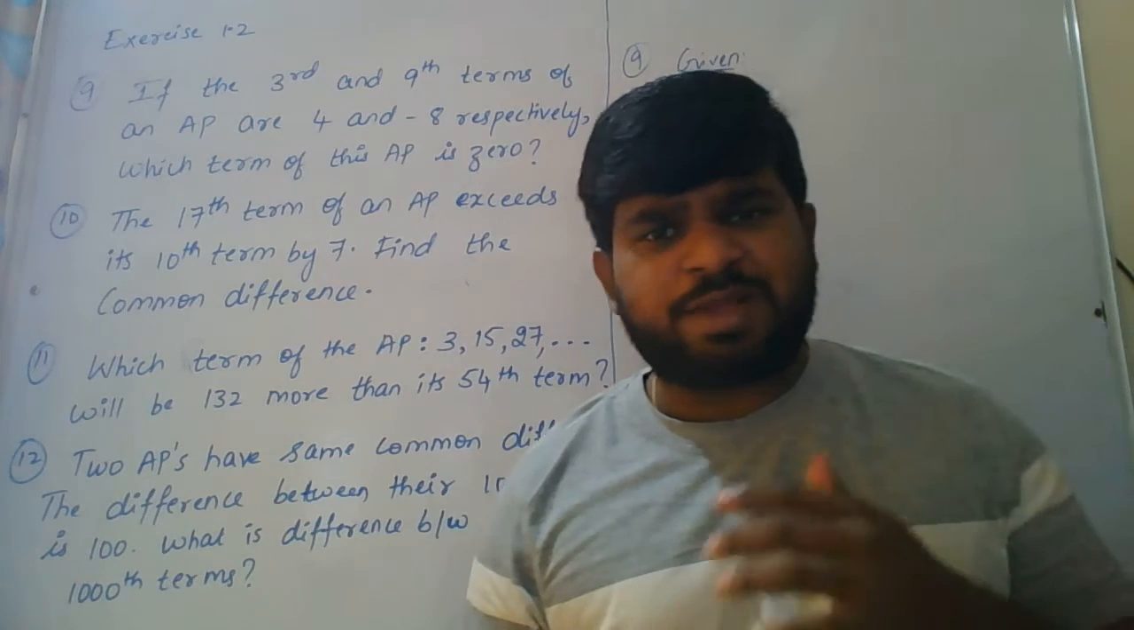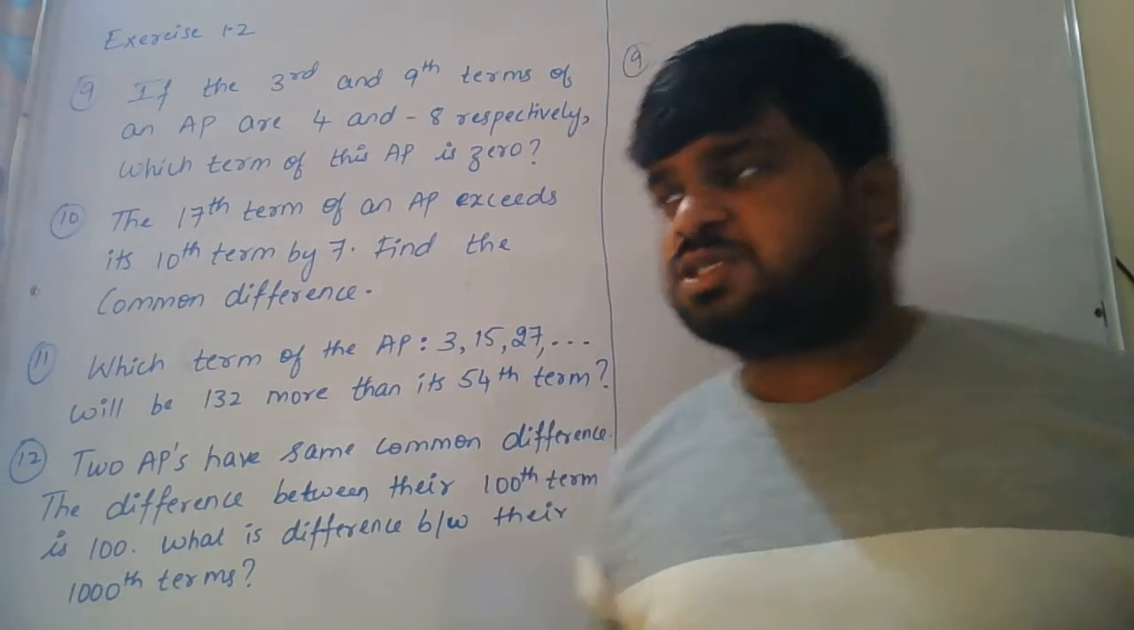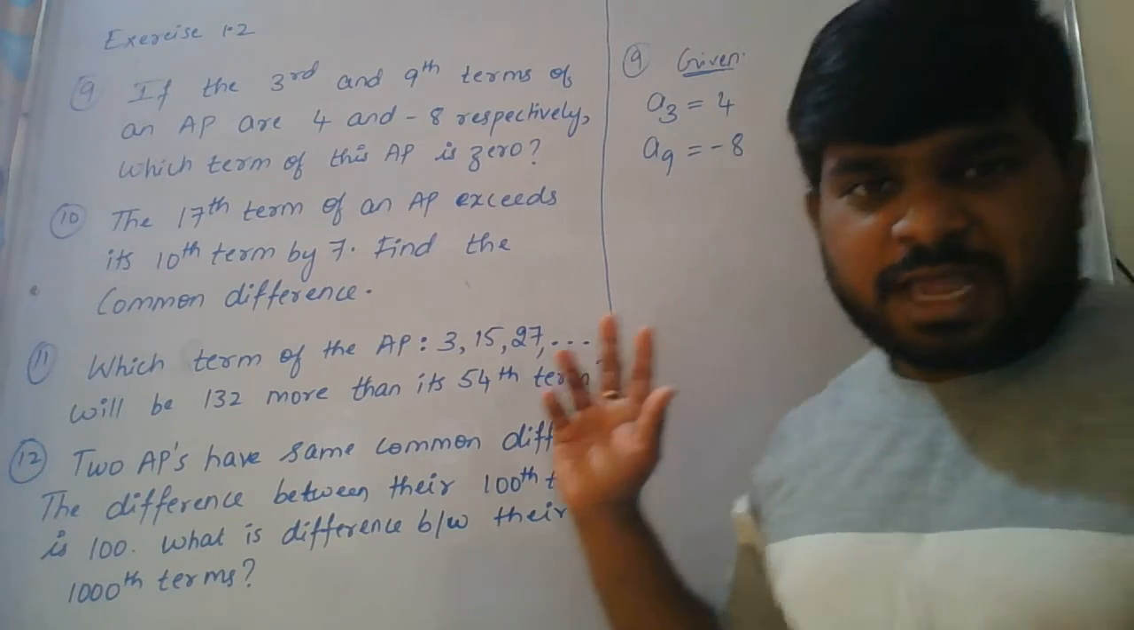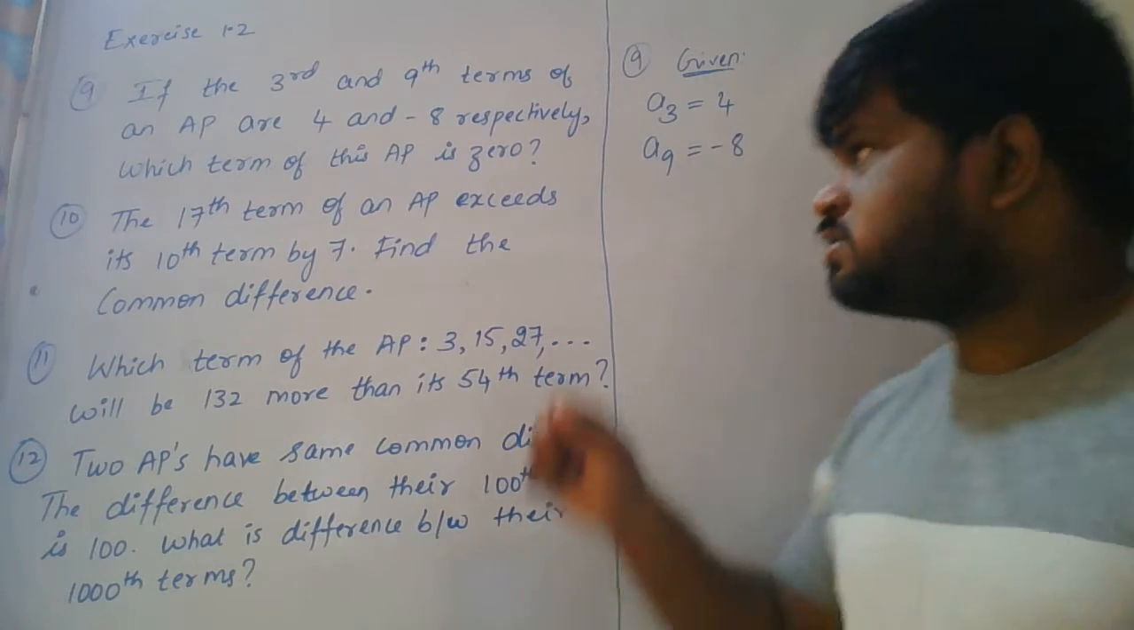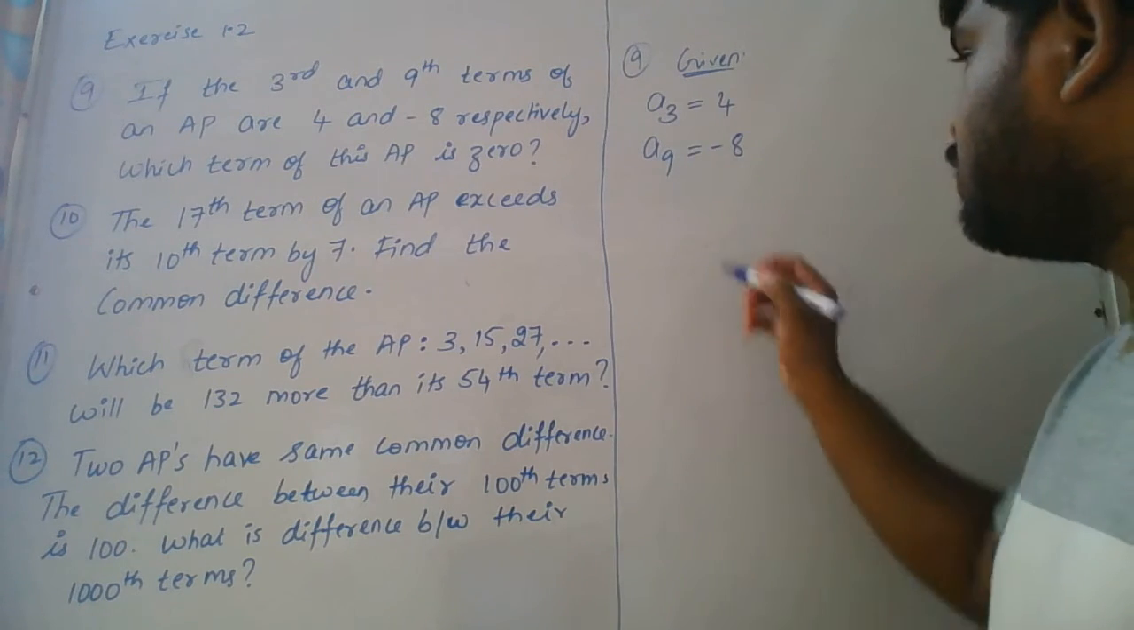As I told you, whatever term it is, you need the value of A and D. Only if you have the value of A and D, you can proceed. Here they have not given us A and D, which means we'll get two equations, one from this, one from this. Solve it by the elimination method. Let's start doing it.